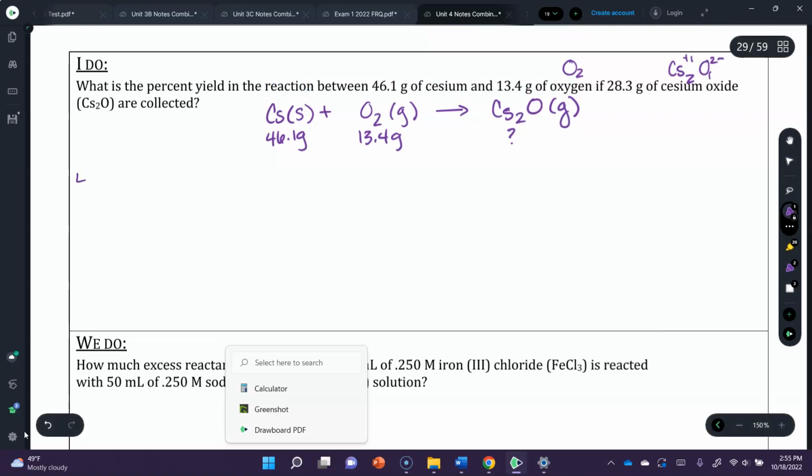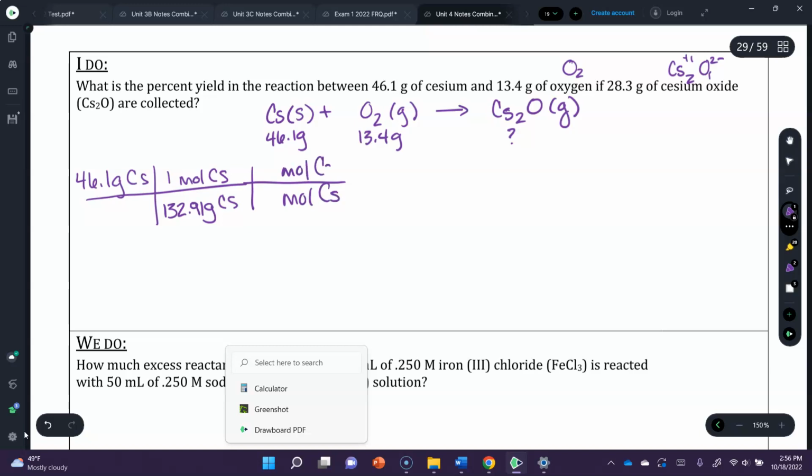So starting with my first one, I'm going to take the 46.1 grams of cesium, and I'm going to first convert it to moles of cesium, because I can relate moles, I can't relate grams directly. So 1 mole of cesium has a molar mass of 132.91 grams. And we'll keep converting this. So moles of cesium, and we want to find cesium oxide, so Cs2O. We have to go to moles first before we can then take the moles and go to grams of cesium oxide.